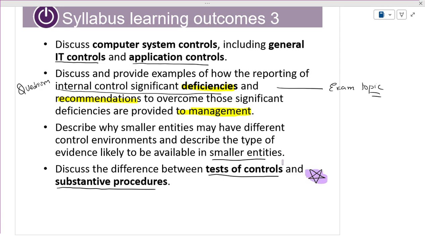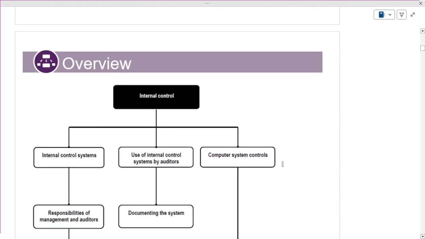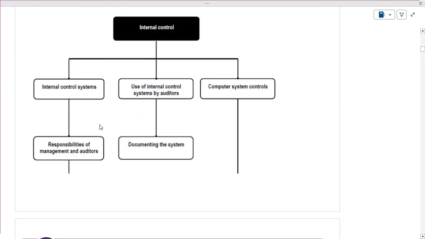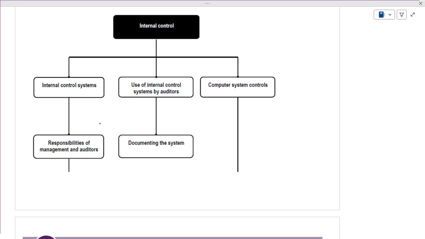We are not covering anything new. We are just revising from now onwards. Okay, we are just revising from now onwards. What is the internal control? You have internal control systems, use of internal controls by the auditors, and you have computer system controls. When we say internal control, what is the responsibility of the management and what is the responsibility of the auditor? This will be there everywhere, the responsibility of the management and the responsibility of the auditor, and whenever you have an internal control system, there is documentation.